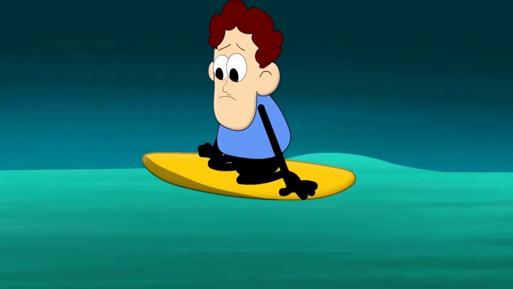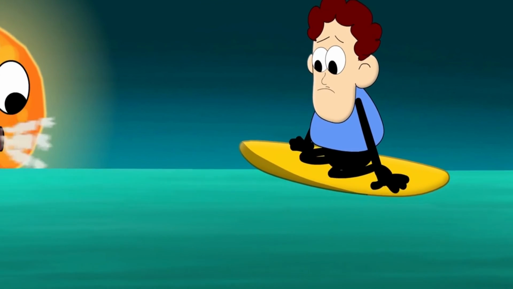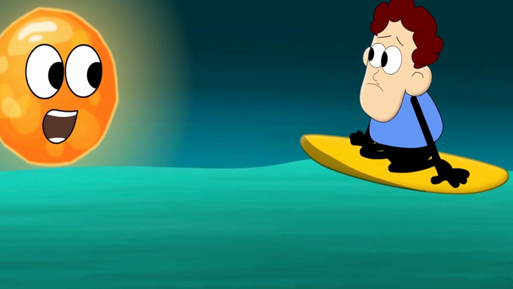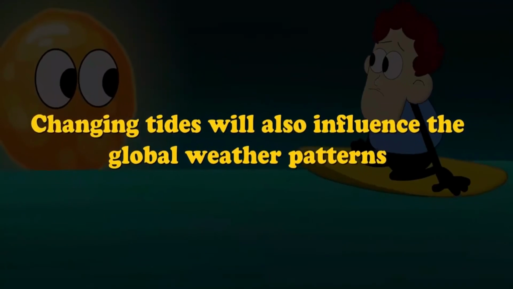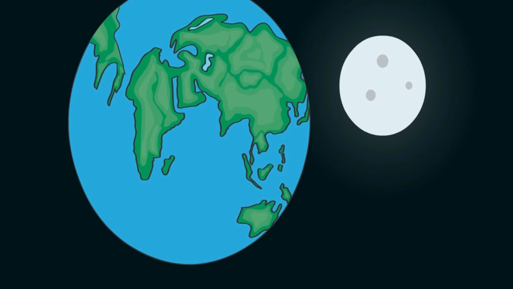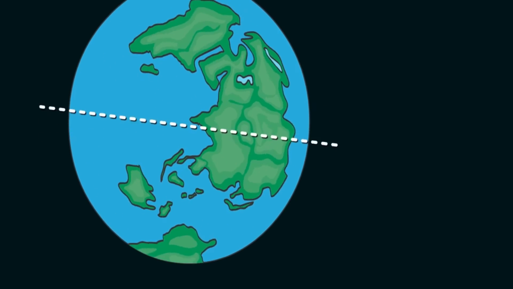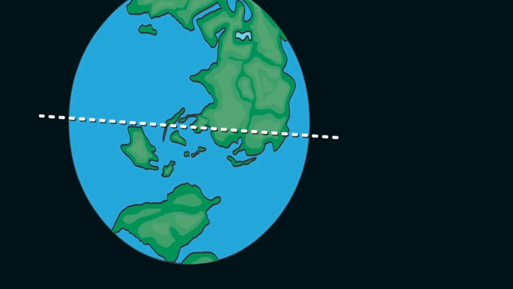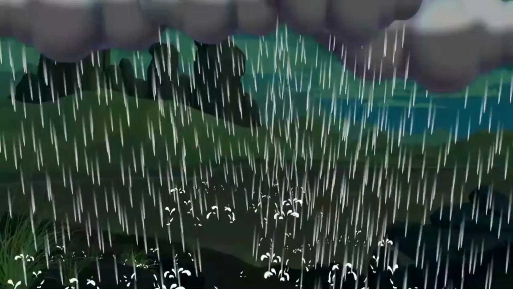With the Moon missing, tides in our oceans will be much smaller as only sun will slightly influence them. Changing tides will also influence the global weather patterns. Finally, Moon's disappearance might tilt Earth's axis drastically, causing extreme changes in seasons and climate.